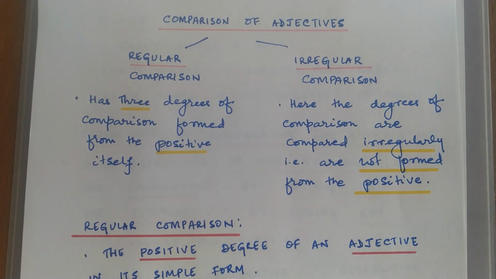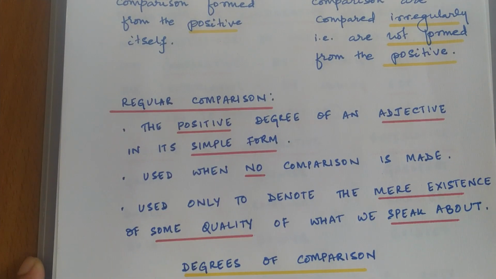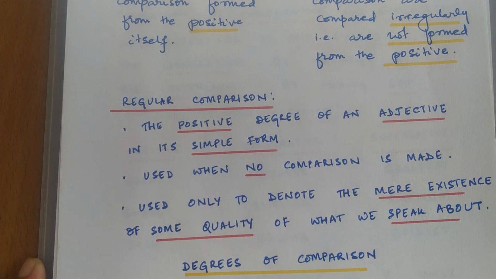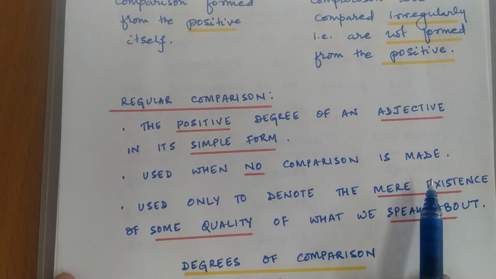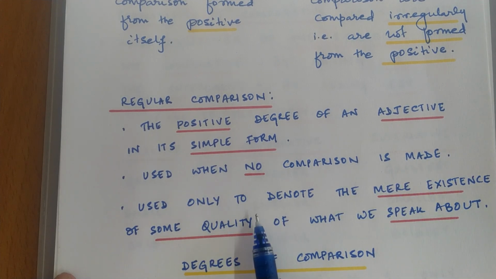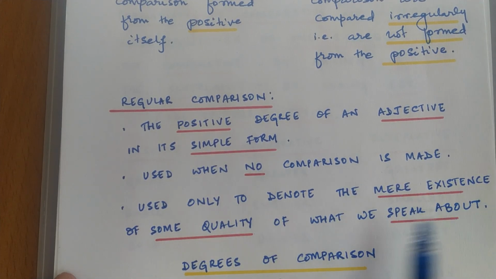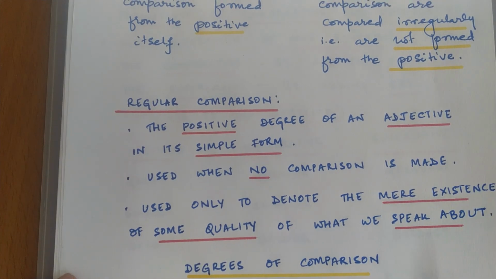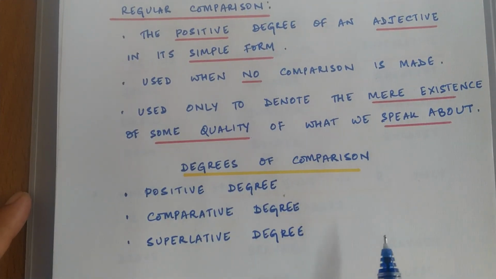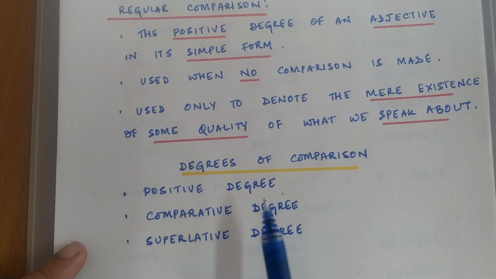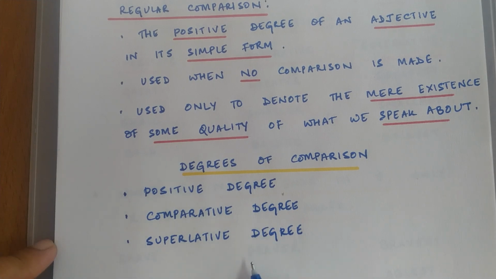Now, regular comparison. The positive degree of an adjective in its simple form is used when no comparison is made. It is used only to denote the mere existence of some quality of what we speak about. Now, the degrees of comparison. There are 3 degrees of comparison: positive degree, comparative degree, and superlative degree.